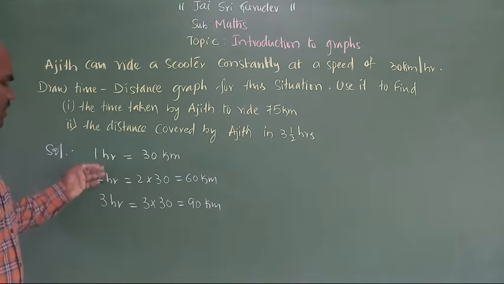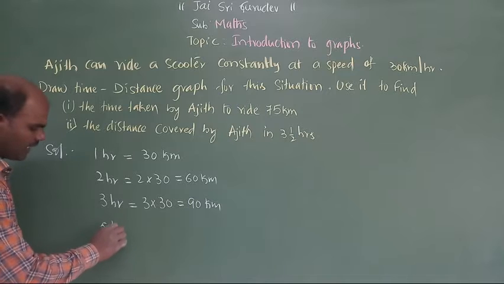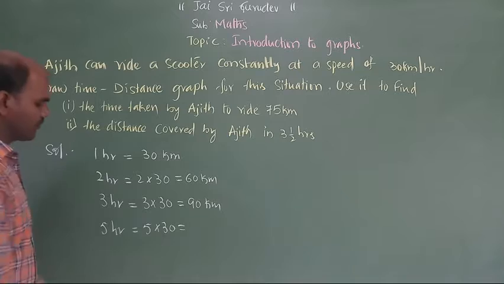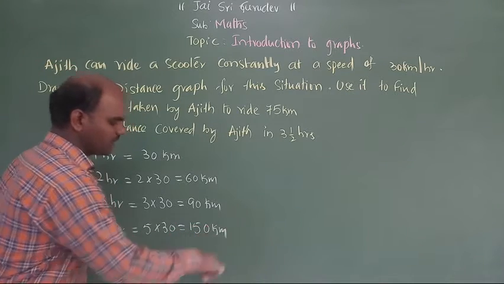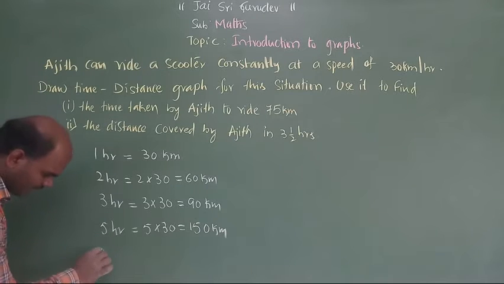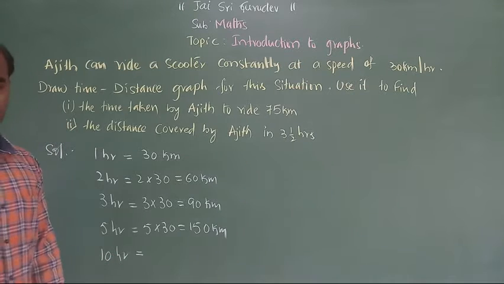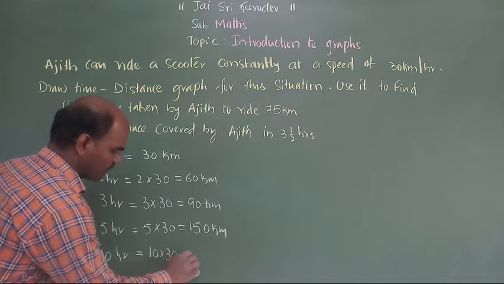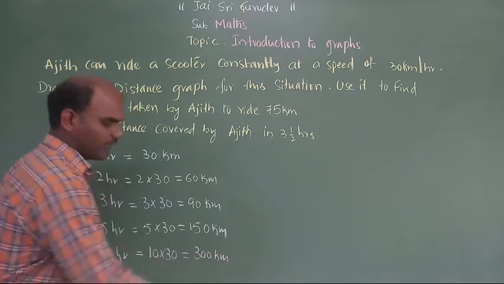So I am taking 1, 2, 3. Next it will take 5 hours. If it travels 5 hours, that is 5 into 30, which is 150 kilometers it will reach. Next I am taking 10 hours also. So 10 hours means 10 into 30. How much should you get? 300 kilometers you will be traveling.